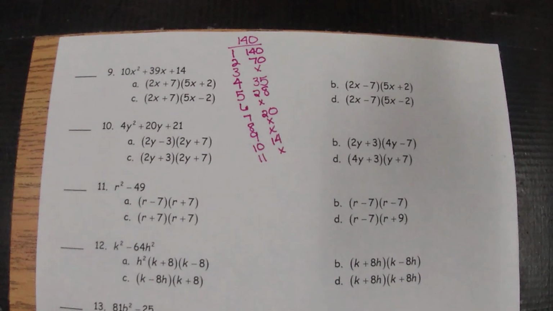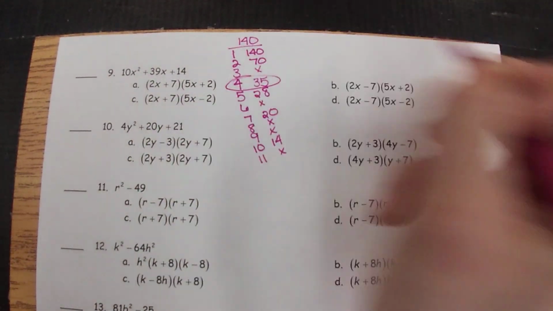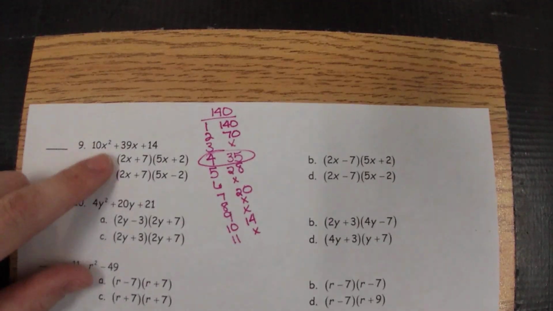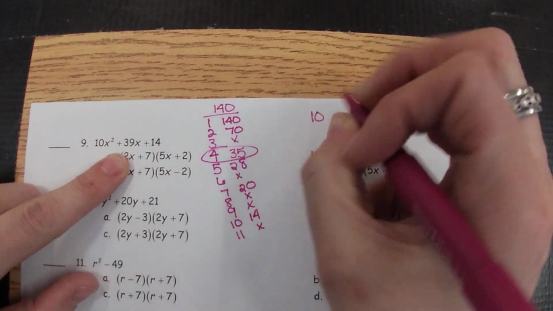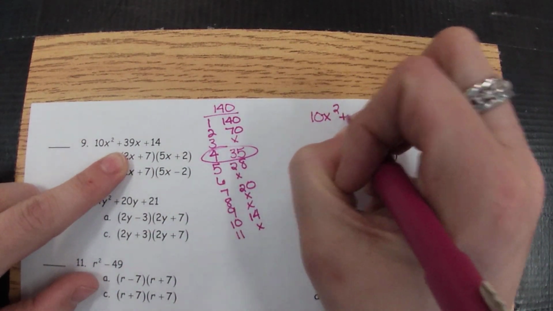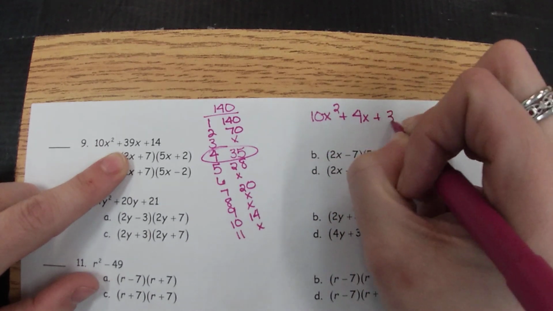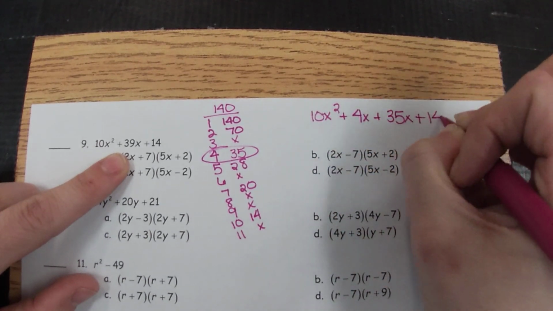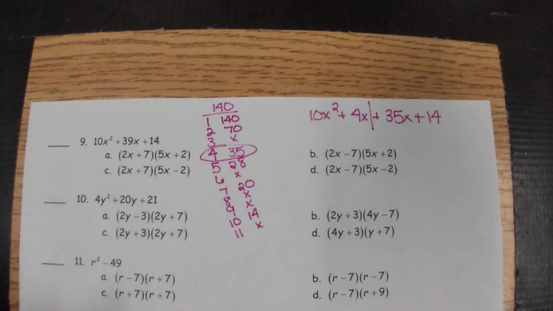All positive. So we need a set that will add up to 39. So we're going to pick 4 and 35. This one we cannot use the shortcut. So we need to rewrite it into 4 terms. So 10x squared plus 4x plus 35x plus 14. Then we'll split in half.